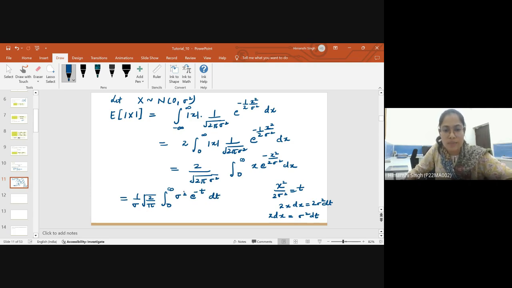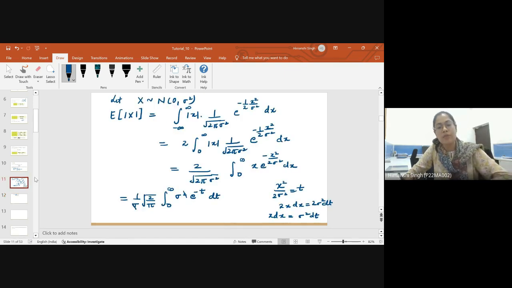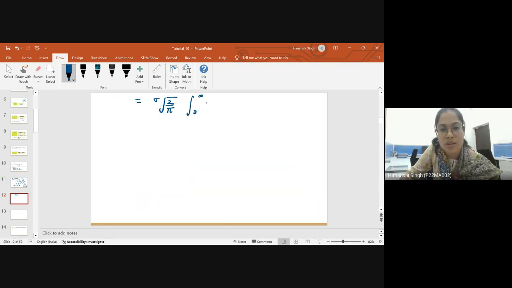So this 1 sigma square will get cancelled by this sigma, so this will be equal to sigma under root 2 upon pi, integral 0 to infinity, and it will be e to the power minus t dt. So if I find the integral of this, it will again be minus e to the power minus t from 0 to infinity.